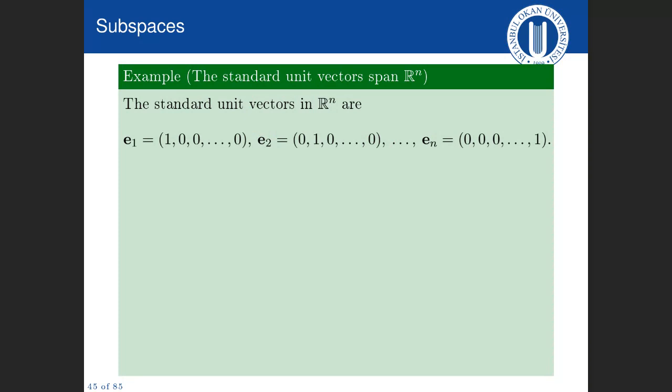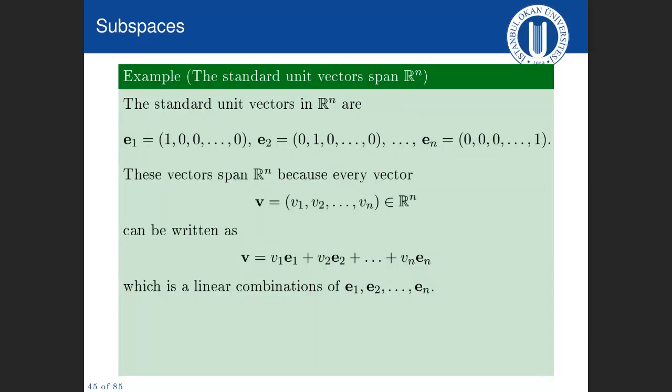And now let's continue. The standard unit vectors in Rn are 1, 0, 0, ..., 0, 1, 0, ..., etc. These vectors span R to the power n because every vector v can be written in this way as a linear combination of e1 up to en. So in other words, Rn is equal to the span of the vectors e1, e2 up to en.